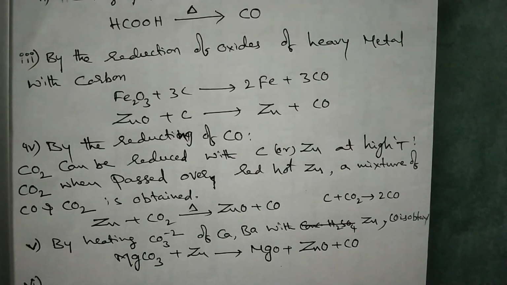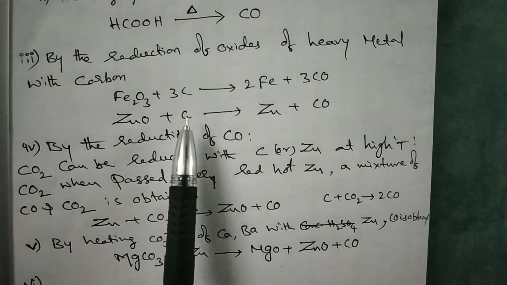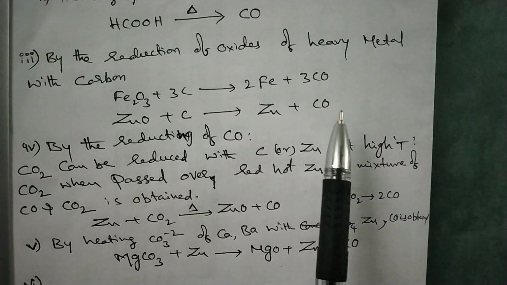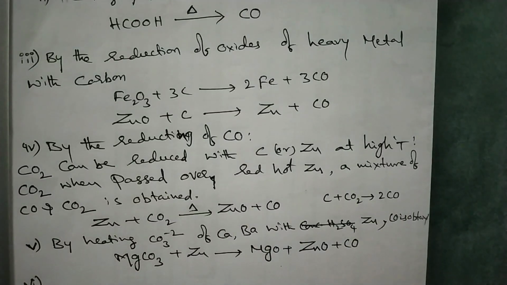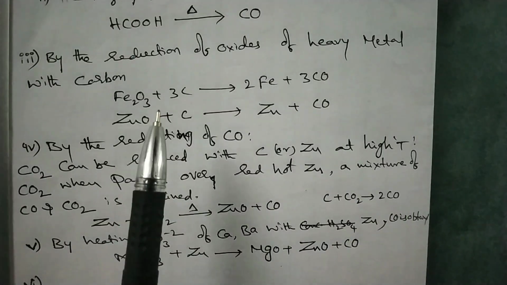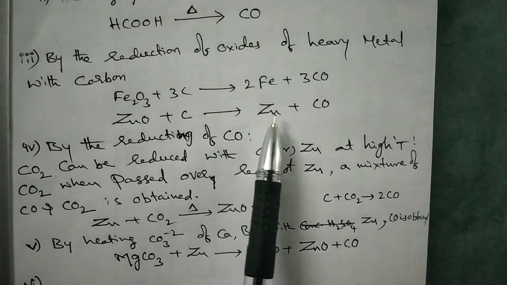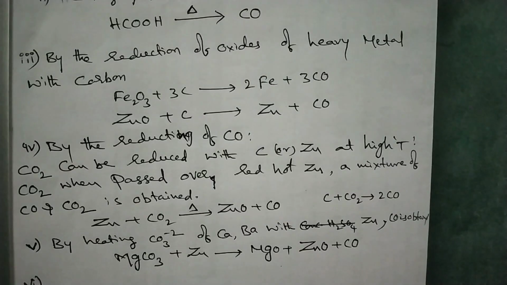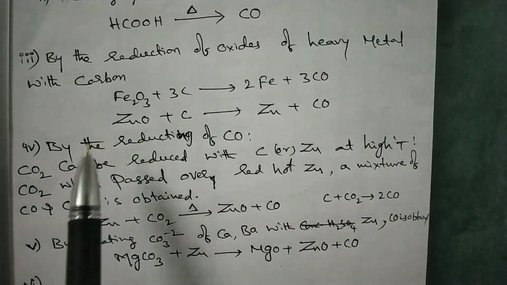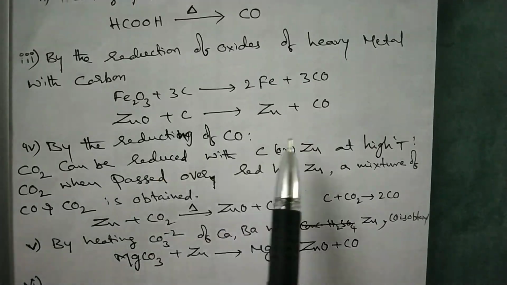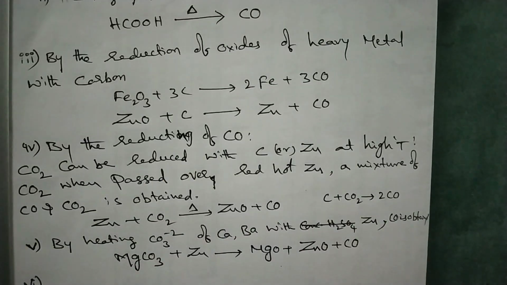Next, zinc oxide reacts with carbon to form zinc, and here carbon undergoes oxidation. So carbon reacts with zinc oxide to form zinc plus carbon monoxide. Like this, heavy metal oxides react with carbon to form carbon monoxide.